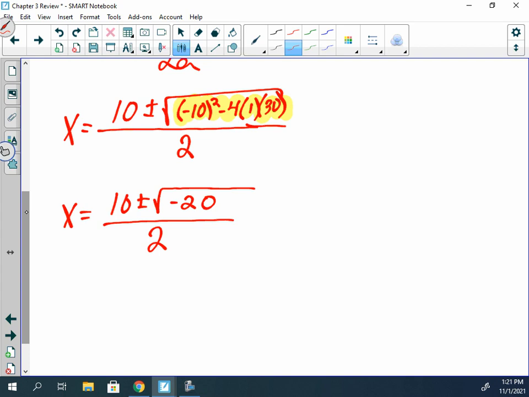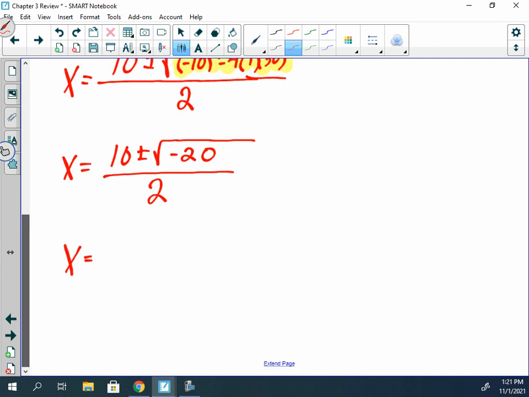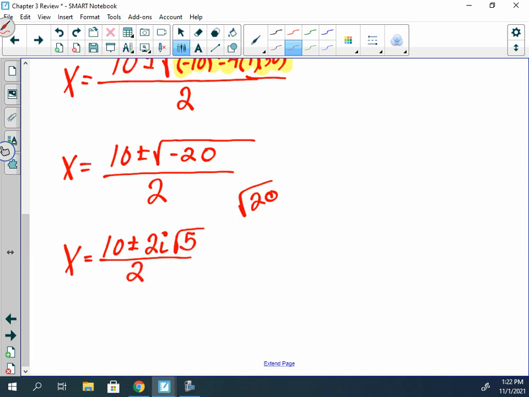If we try this in the yellow calculator, it does not like negatives inside the radical, so it won't do it either. But if we take it in parts like this, we can say 10 plus or minus. The negative inside the radical is going to come out as i, because i is the square root of negative 1. And what that leaves us with is just the square root of 20. Now, the yellow calculator will take the square root of 20, and it'll tell us that it's 2 square root of 5, which means the square root of negative 20 is 2i square root of 5.